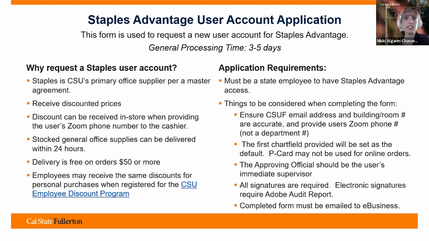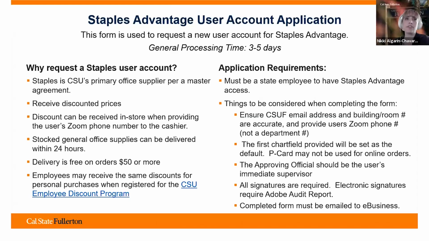Things to consider when you're completing the form. Ensure that the CSUF email address and the building room number are accurate. Please provide a Zoom number, preferably not a department number, because it is authenticated to the individual. So it's very unique to the individual. So if that individual is going in stores, they would provide their Zoom number, phone number, in order to receive the same discounts they would get online in stores.